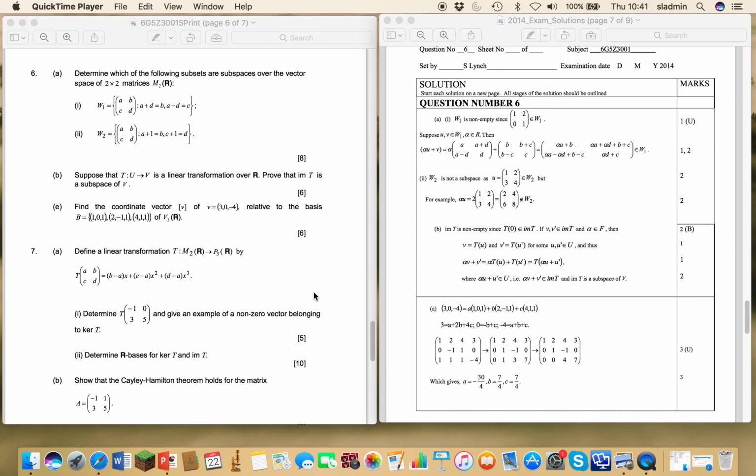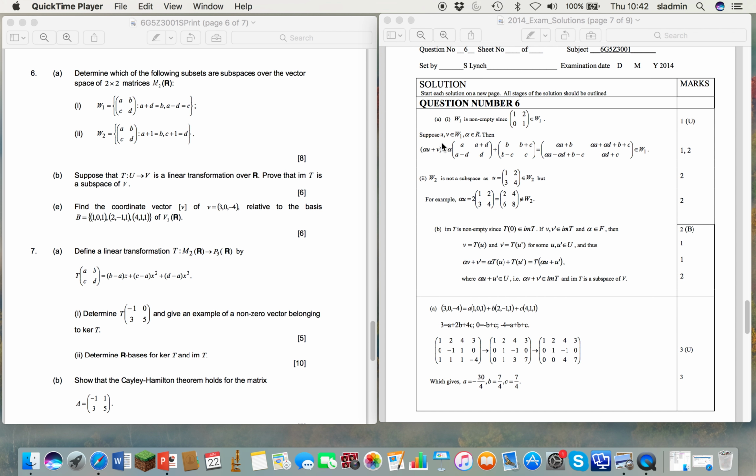This is the solution to question number 6 from the 2014 Maths Methods paper. In 6 part A, we want to determine which of these subsets are subspaces of M2(R). In 6b, we want to prove that the image of T is a subspace of V, and of course this should be part C. We want to find the coordinates of this vector with respect to this basis.